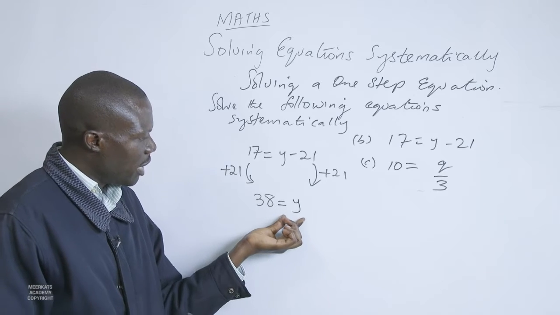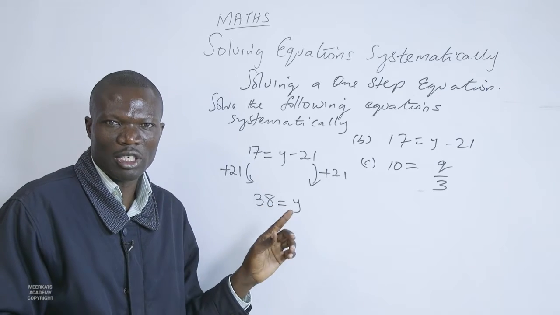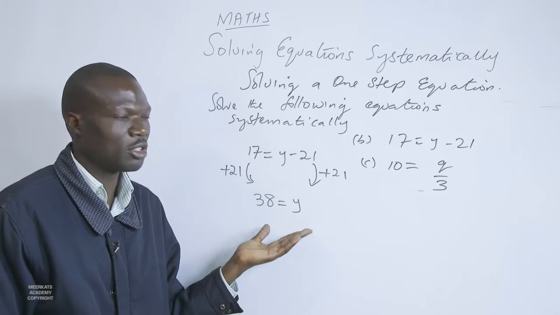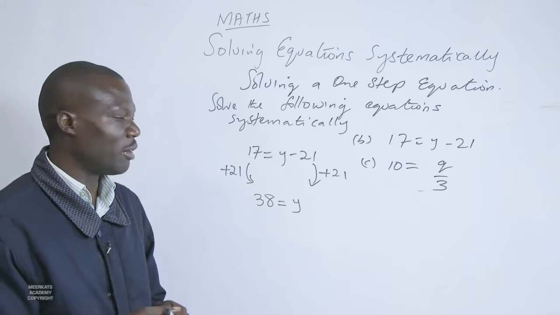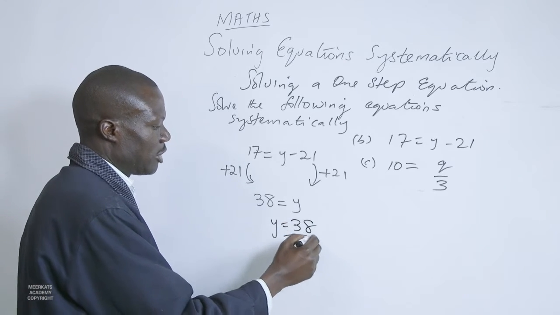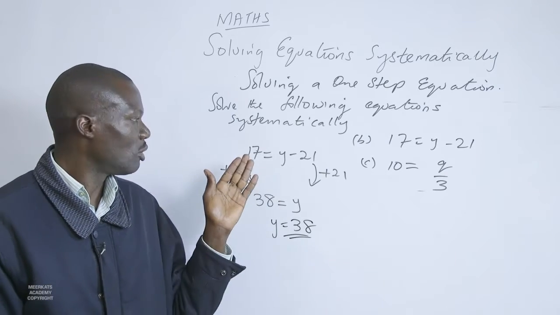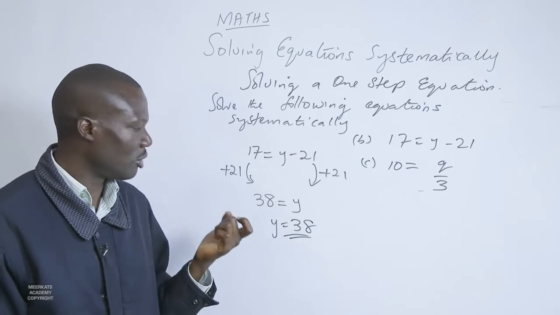Now, we don't have any coefficient of y here. As long as the coefficient of the pronumeral is 1, then that is the solution. So we can now simply rewrite this by bringing y to the left-hand side and say y = 38. This is the solution of the equation 17 = y - 21.